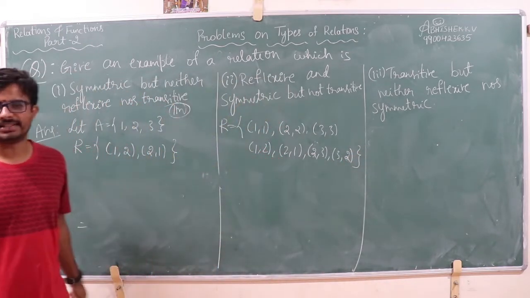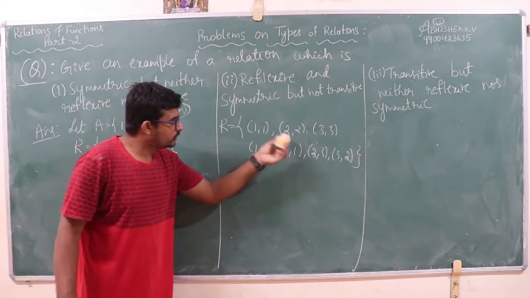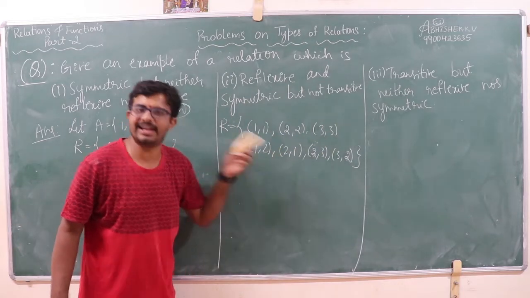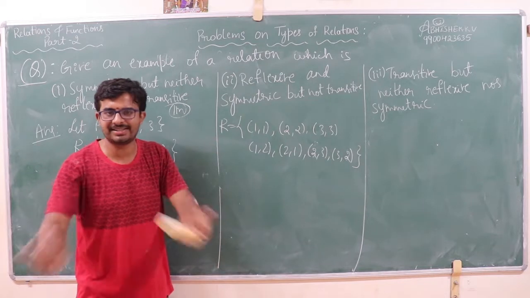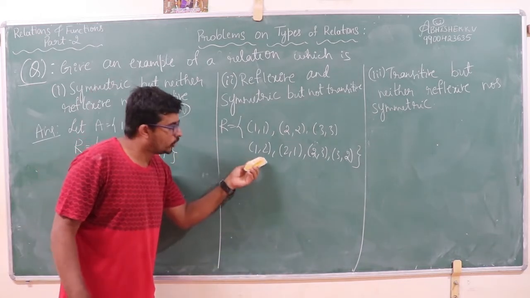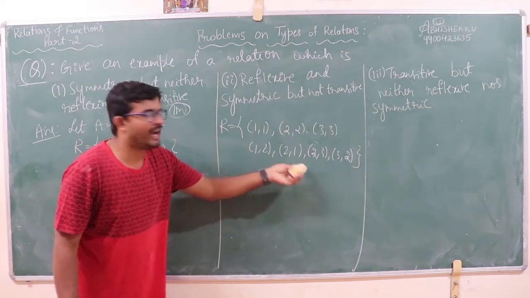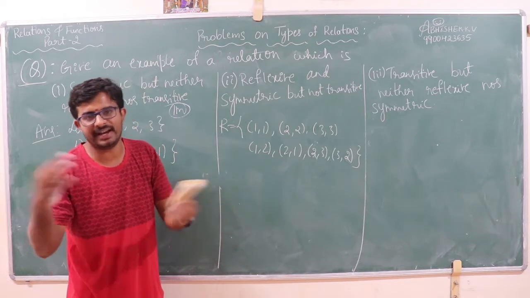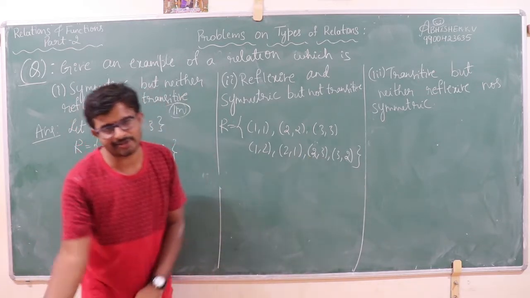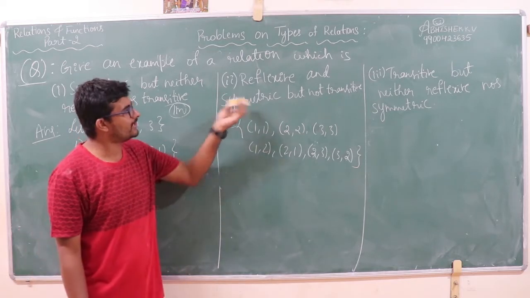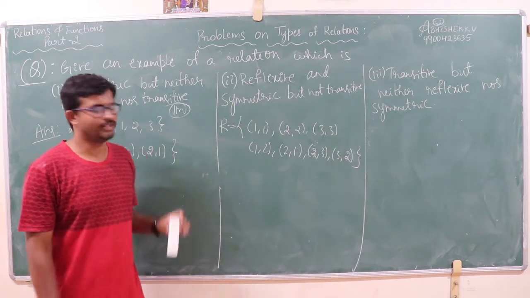But not transitive. See, as (1, 1), (2, 2), (3, 3) belong to the given relation, and since the set contains only these 3 elements, therefore the given relation is reflexive. As (1, 2), that is (a, b), belongs to the relation, (2, 1) also belongs to the relation, that is (b, a), and (2, 3) belongs to the relation, (3, 2) belongs to the relation. Therefore, the given relation is symmetric, but it is not transitive.